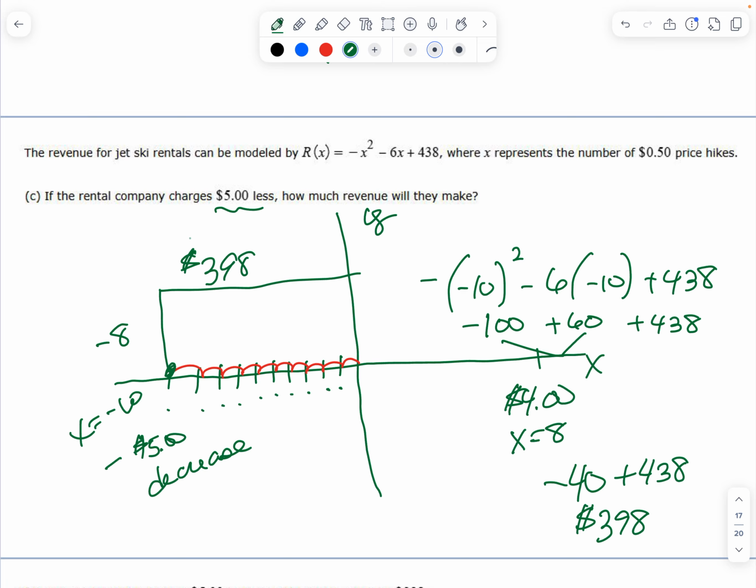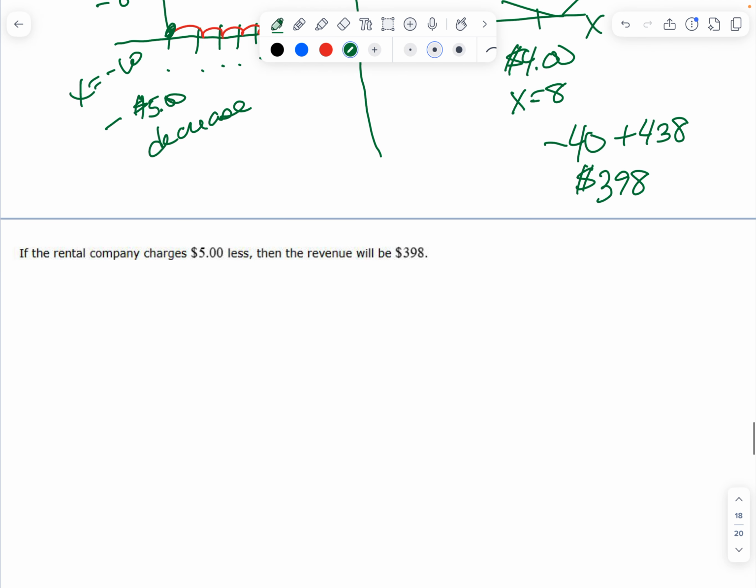Now, remember, that's less than what they were going to make. Their max was 447. So it's a little bit less. So 398, I think, is what we're looking for.